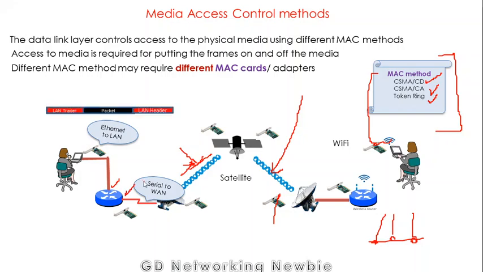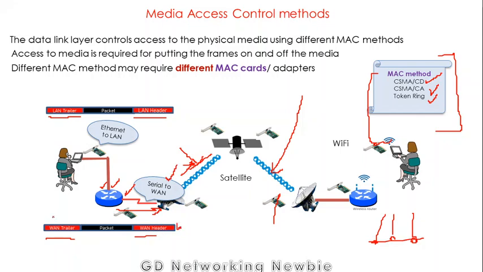So when this router receives the data on this interface using Ethernet, the frame will have a LAN header and LAN trailer, so a local area header and local area trailer. And when this router forwards the frame to the next hop, the frame will have a WAN header and WAN trailer. It means a wide area header and wide area trailer, because this serial connection is a wide area connection. So you look at the difference.